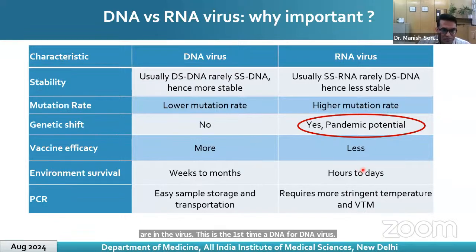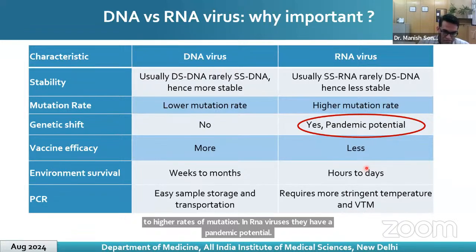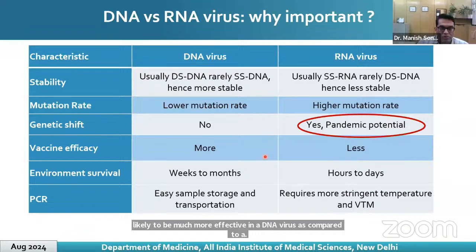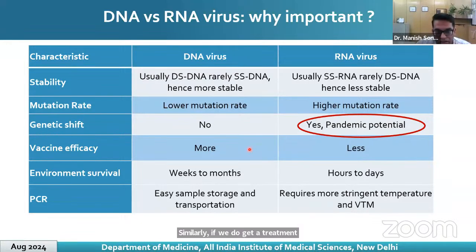Now, these are subtle differences. Due to higher rates of mutation in RNA viruses, they have a pandemic potential, which is quite unlikely for a DNA virus like Mpox. Also, vaccines, whenever they are produced, are likely to be much more effective in a DNA virus as compared to an RNA virus. Similarly, if we do get a treatment option, an antiviral, it is more likely to be useful over a very long period of time because mutations happen much less frequently in DNA viruses.